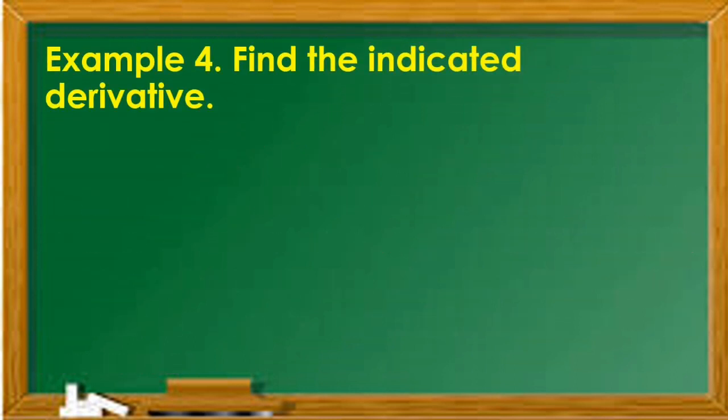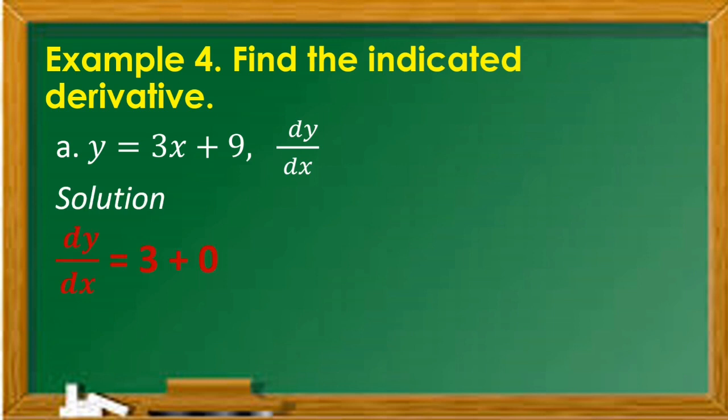For example, find the indicated derivative. Given y equals 3x plus 9, find dy over dx. So dy over dx equals the derivative of 3x, that's 3. The derivative of 9 is 0. So 3 plus 0 equals 3. So the derivative of y equals 3x plus 9 is 3.